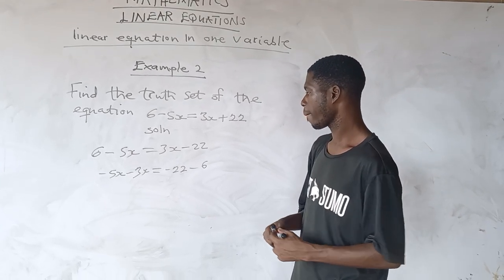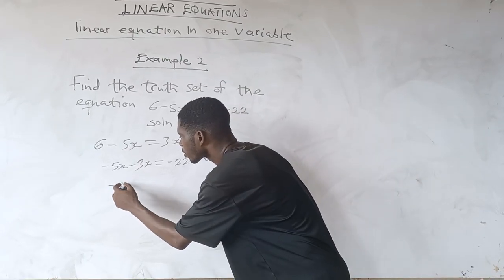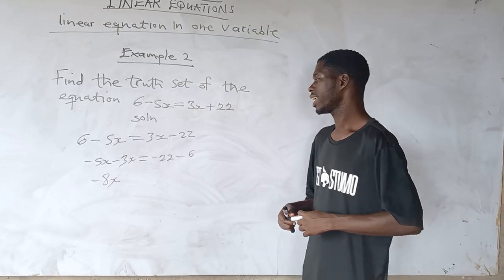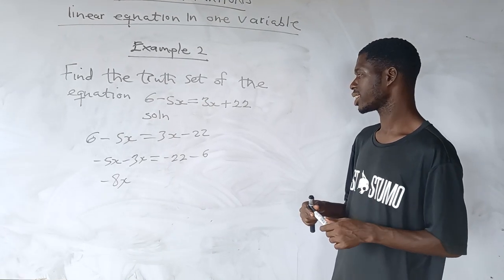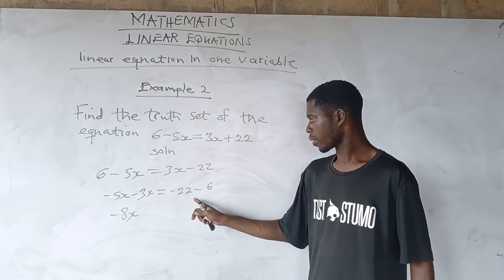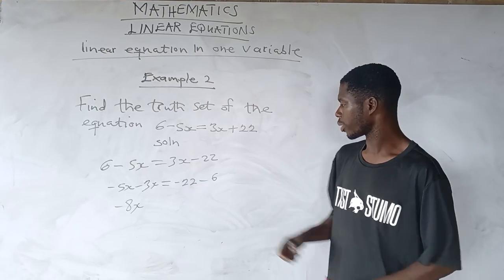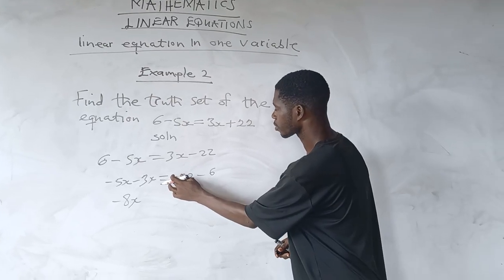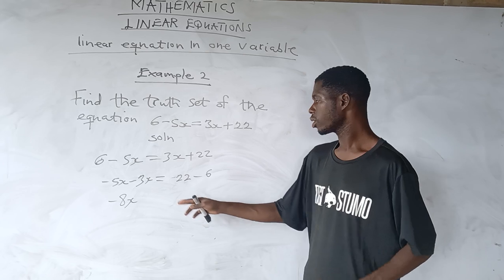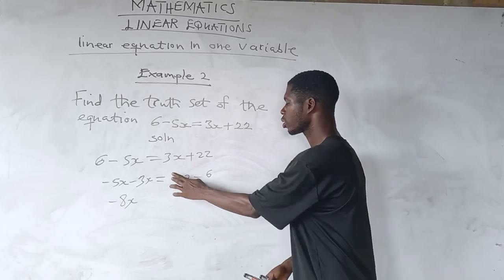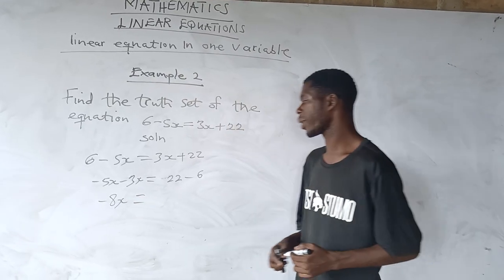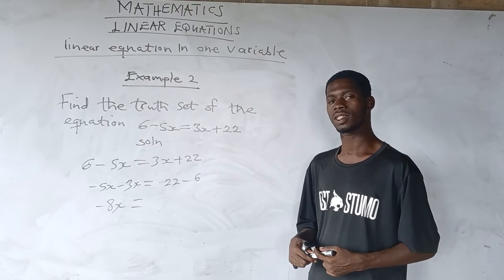So you get negative 8x. Negative 8x equals, sorry, the 22 from the question is positive. So 22 minus 6, you get 16.